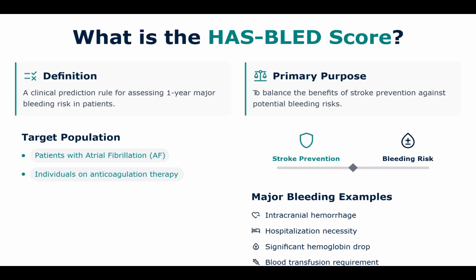The score's main purpose is to help clinicians balance the benefits of stroke prevention, which anticoagulation provides, against the potential risk of bleeding. Major bleeding can manifest in various ways, such as intracranial hemorrhage, bleeding severe enough to require hospitalization, a significant drop in hemoglobin, or the need for blood transfusion. It's a critical tool for informed decision making.